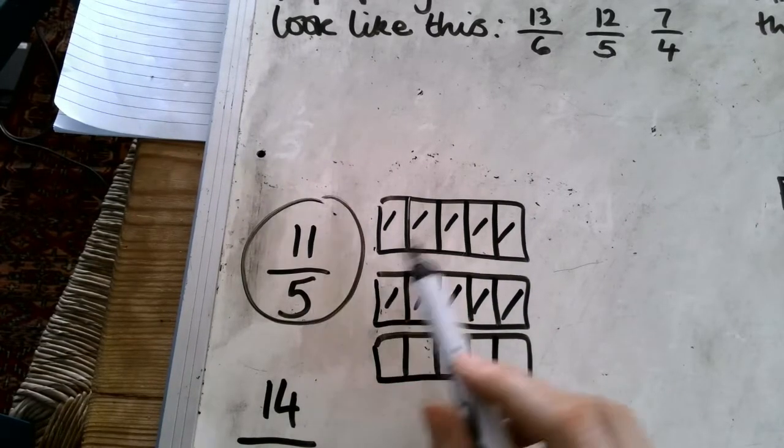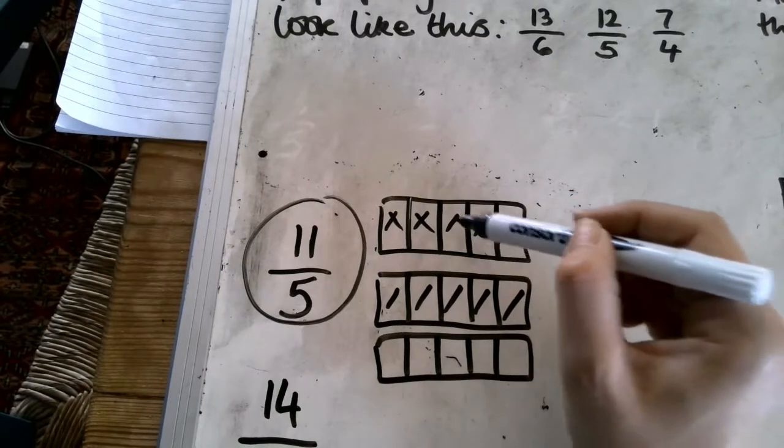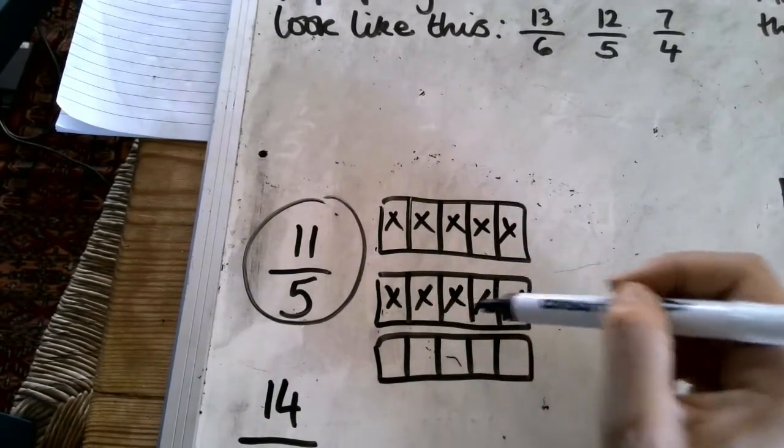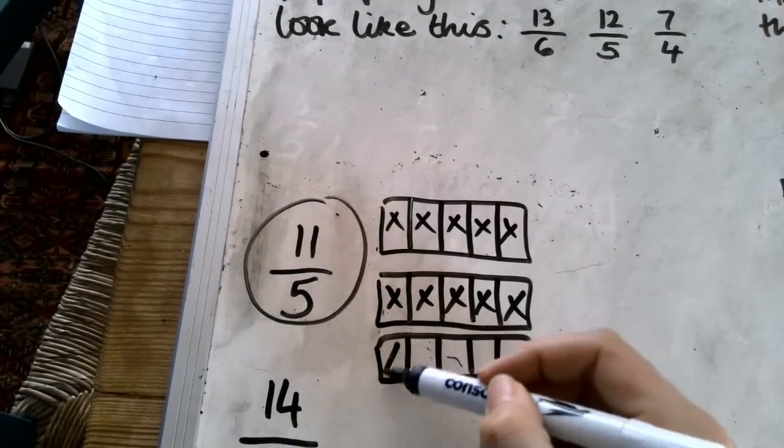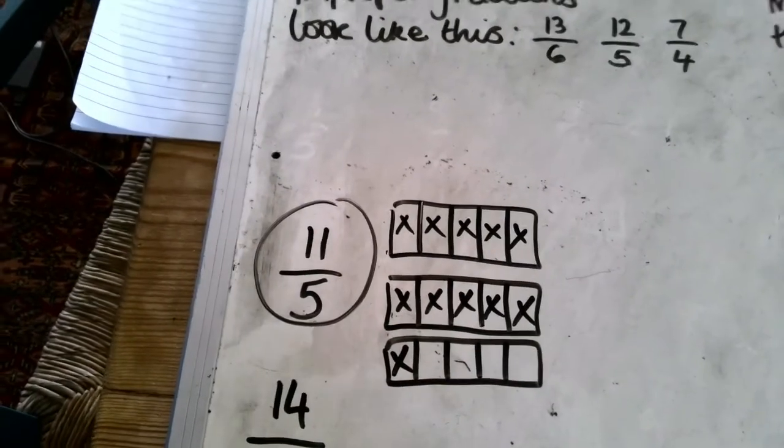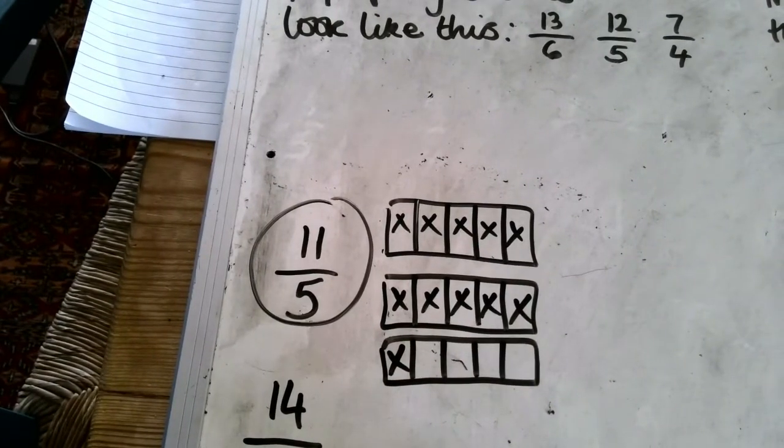I always split my rectangles by the number in my denominator. Always. Okay, now I've coloured in 10 parts so far. I need to colour in one more. 11. That is what 11 fifths looks like.